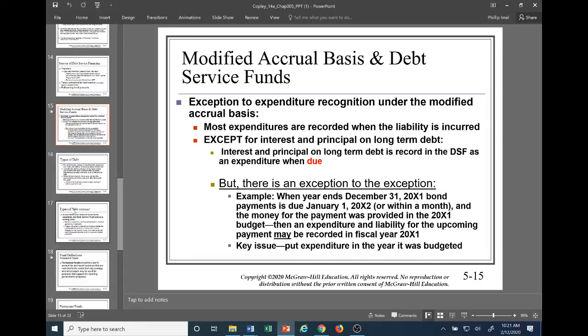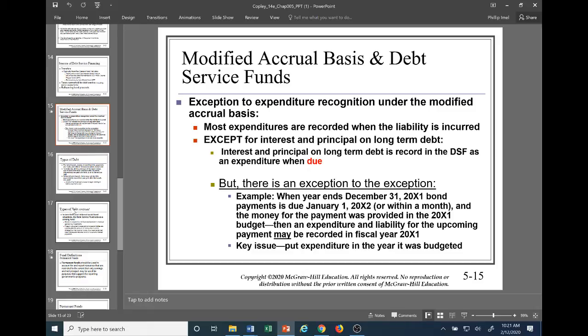Debt service has the exception to the expenditure recognition under modified accrual basis, because we know under modified accrual, expenditures are usually recognized when they're incurred, when we incur a liability, right? So most expenditures are recorded when the liability is incurred. That holds true for all the governmental funds, except for interest and principal on long-term debt.